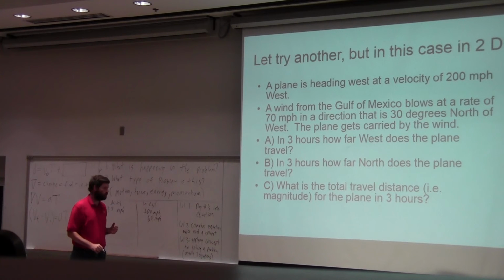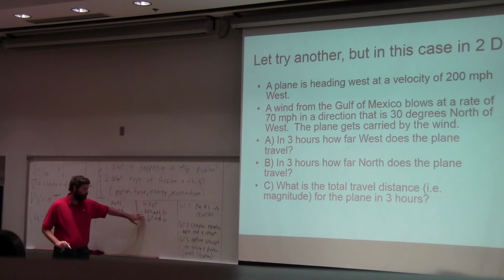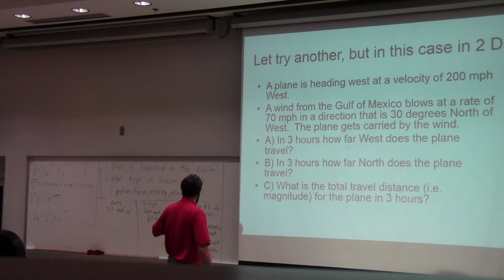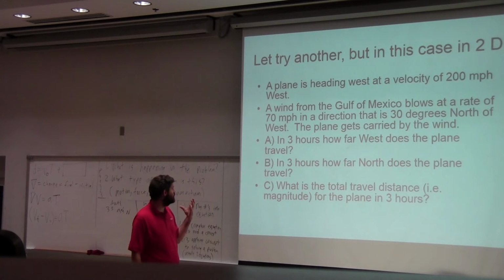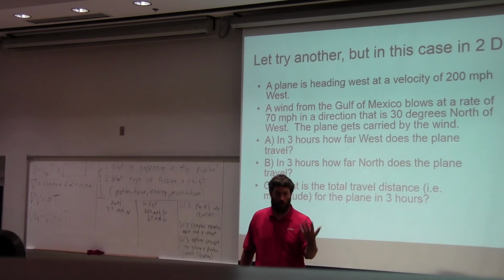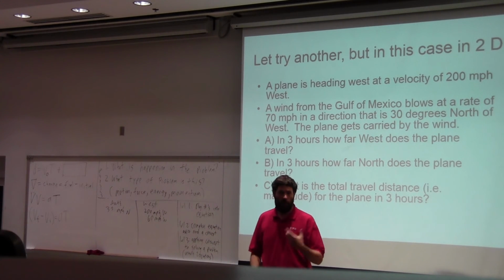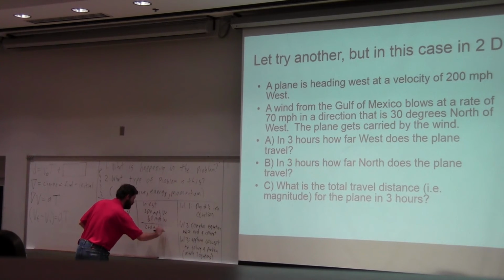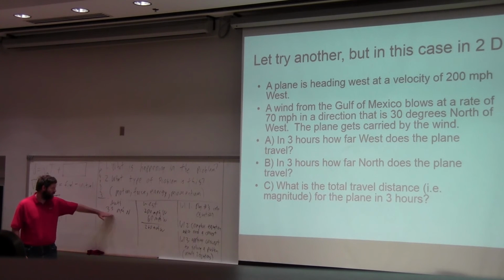Now, I do also need to include direction, because if one of these was east, I would have to turn it into a negative west. And this is north. Now, in this class, if this was an exam, I would actually break that number down for you. I would say it's 30 degrees north of west, such that it is traveling 60 miles per hour west and 35 miles per hour north. And those are the numbers you have to plug into the north and west components. So this is going to give us a total velocity of 260 miles per hour west and a velocity of 35 miles per hour north.